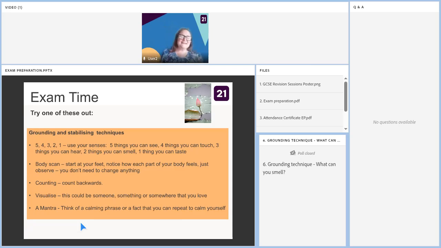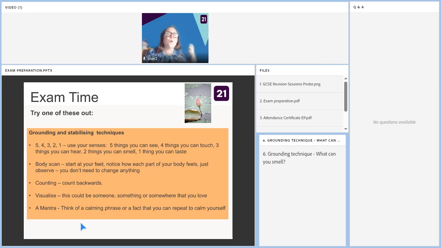So grounding techniques, I love this. 5, 4, 3, 2, 1, using our senses. So 5 things we can see. Now, I didn't put this into the polling pod of 5 things you could see because most of us would be looking at a laptop.